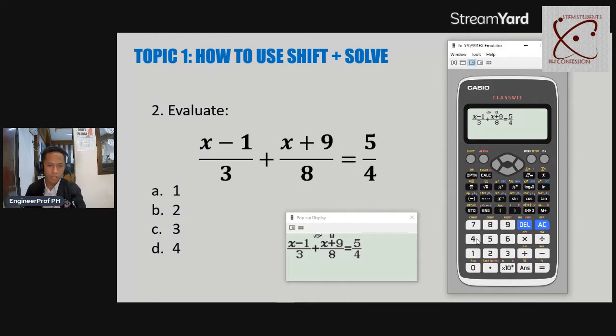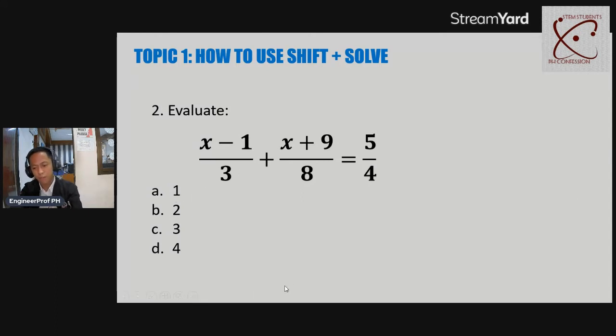Then after you do that, no, you just press the shift plus solve. Okay, then equals. So we have here, yung x natin for this problem is 1. Okay, that is letter A. So, ganun lang guys kadali, no, kapag gagamit tayo ng 991EX Casio, kapag mag-solve tayo ng linear equation.